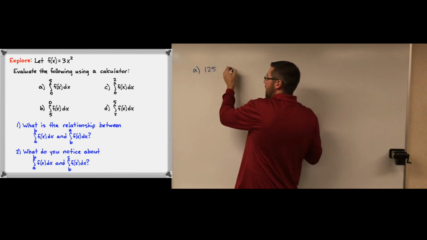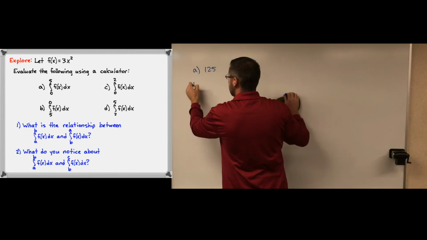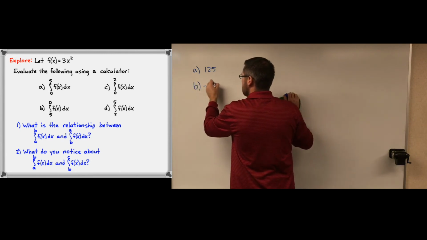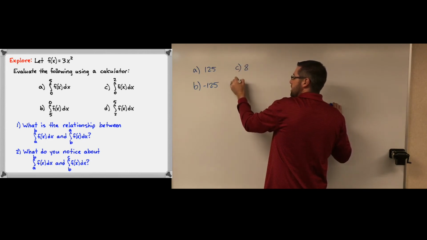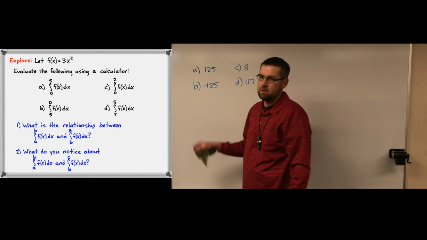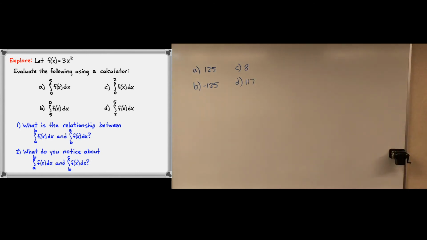125. B was negative 125. Okay, C, 8, and D. Okay, so seriously, I want you to answer those questions and come up with what you're looking for, maybe an equation that relates those two somehow, and an explanation of why they're doing what they're doing.